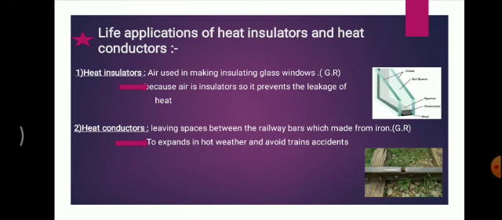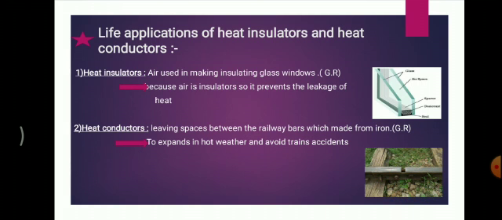The second life application is about the heat conductor. For example, we will talk about iron. Look here in this picture at these railway bars. If you observe, there is a space between the railway bars.